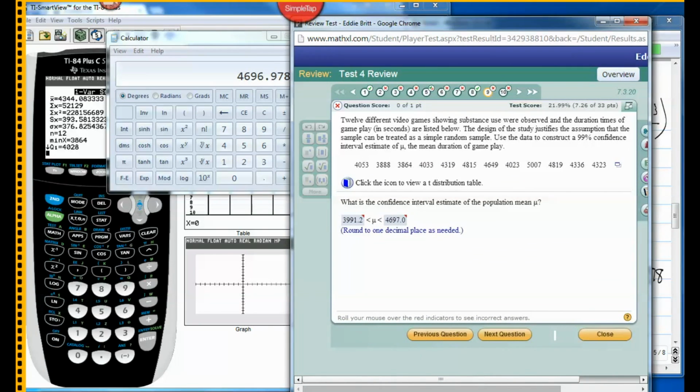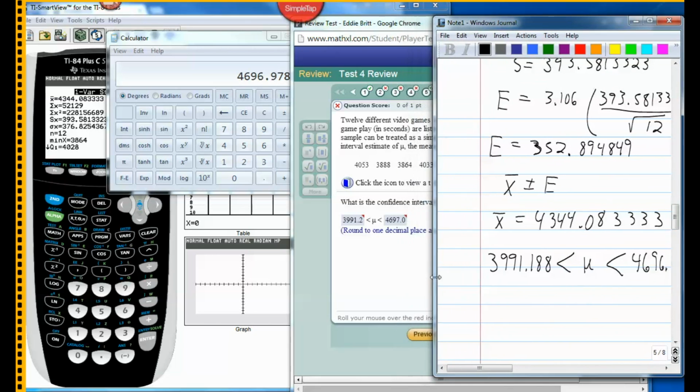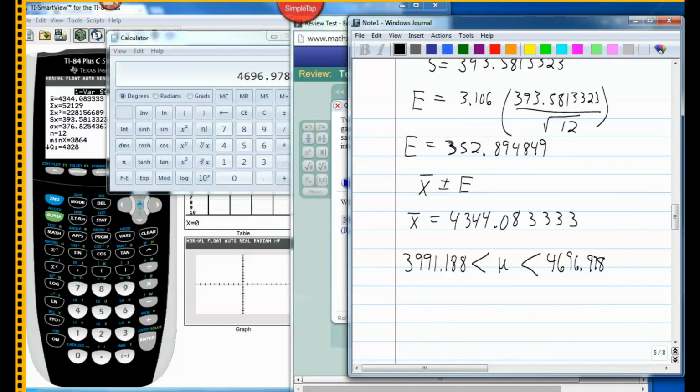All right, come back to my problem. Well, they rounded to 1 place, so I didn't get it wrong as far as all my calculations, so that's good, but I rounded wrong. So always read the directions. Let's see. If I round to 1 decimal, that means I'm down to rounding right here, so this will be 3991.2. And 4696 point, oh, well, that was a 9, so that's going to go up to a 7. All right, and so that is my confidence interval.